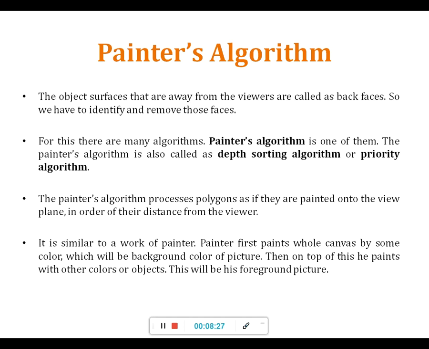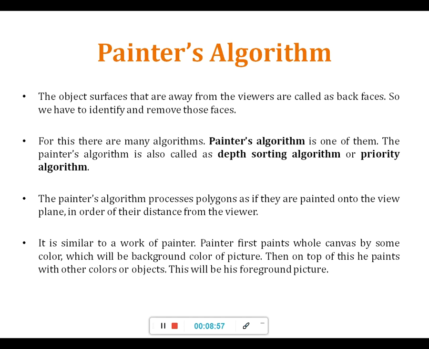For example, the objects that are very near to me, very close to me, will be painted on top. The objects which are far away from me will be painted as the background. So this concept we are going to follow. It is very similar to how a painter works. The painter first paints the whole canvas with some color, which will be the background color of that picture.